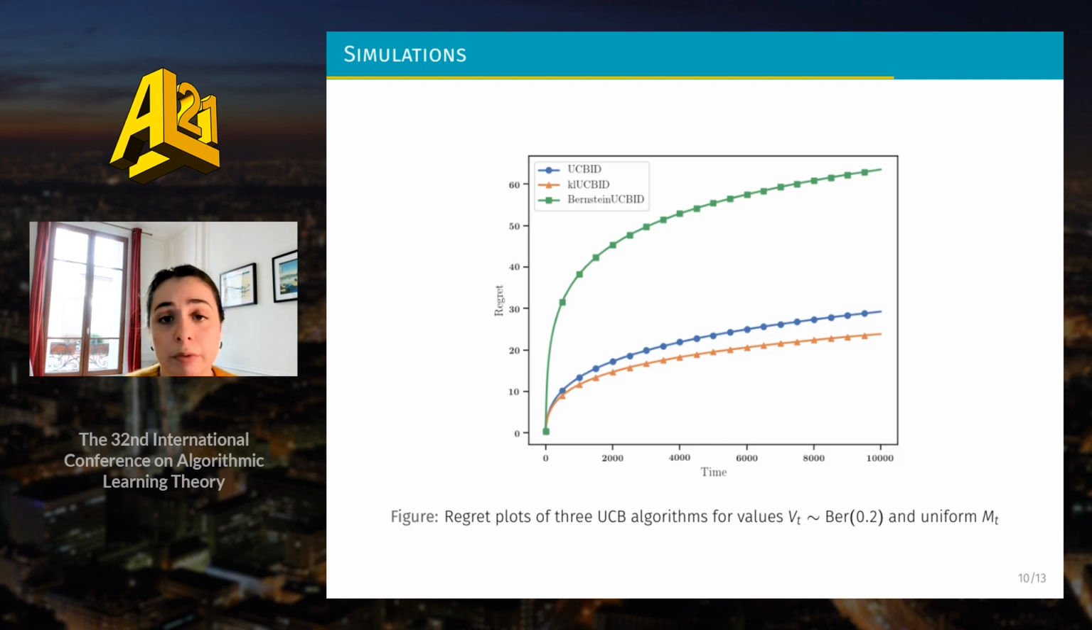We have also done various simulations with values distributed as Bernoullis and uniforms. On this plot, we see that even though the asymptotic regret of Bernstein UCB is smaller than that of UCB, it is in reality larger in the first time steps. It also shows that KL UCB outperforms UCB.